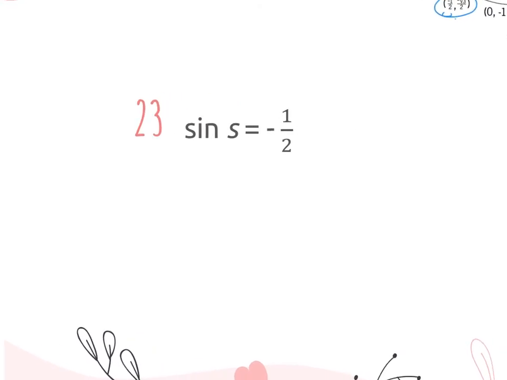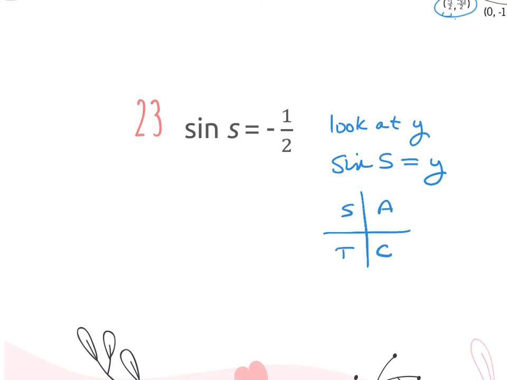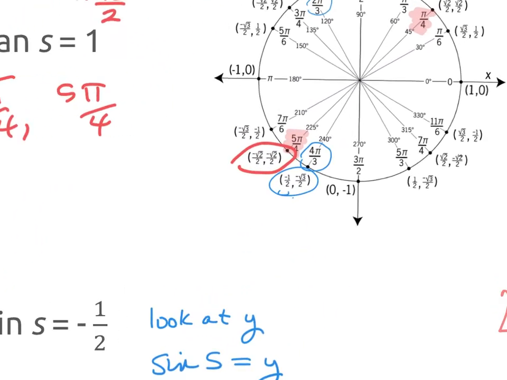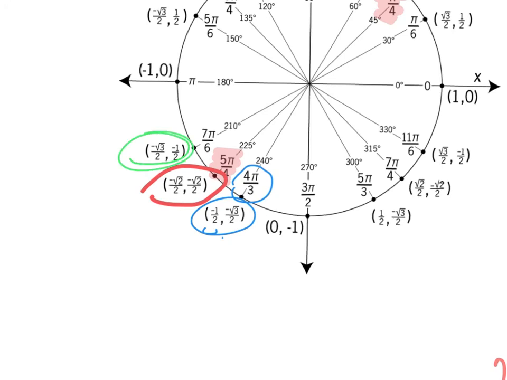This one, remember sine, we're going to look at the y of the ordered pair, because remember sine of s is equal to y. Again, let's narrow down which quadrants we need to look in. All students take calculus. Sine is going to be negative in quadrants 3 and 4. So I'm going to look to see where y of the ordered pair is equal to negative 1/2. I'll go take a peek at my unit circle. And I can see that y is equal to negative 1/2 right here and right here. Notice they both have a denominator of 6. So my two answers here are going to be 7 pi over 6 and 11 pi over 6.